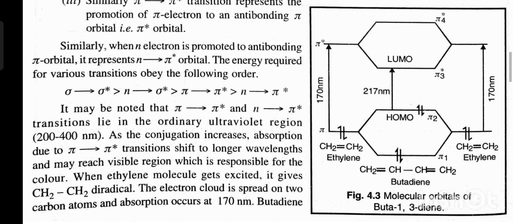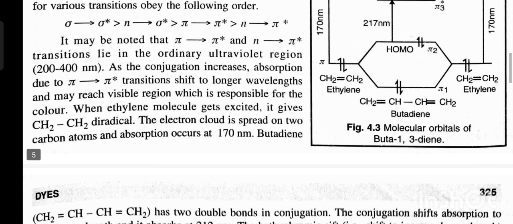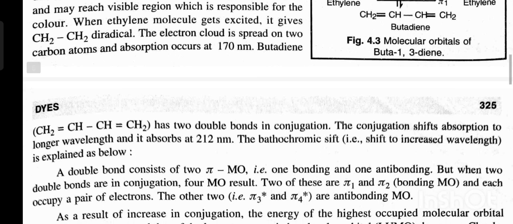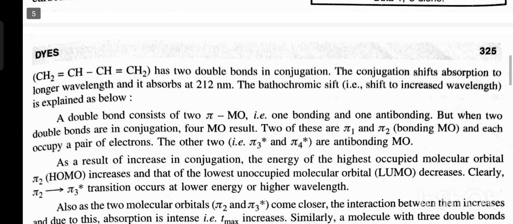When an ethylene molecule gets excited, it gives a CH2 diradical. The electron cloud is spread on two carbon atoms and absorption occurs at 170 nanometers. Butadiene has two double bonds in conjugation. The conjugation shifts absorption to a longer wavelength and it absorbs at 212 nanometers. The bathochromic shift is explained as below.